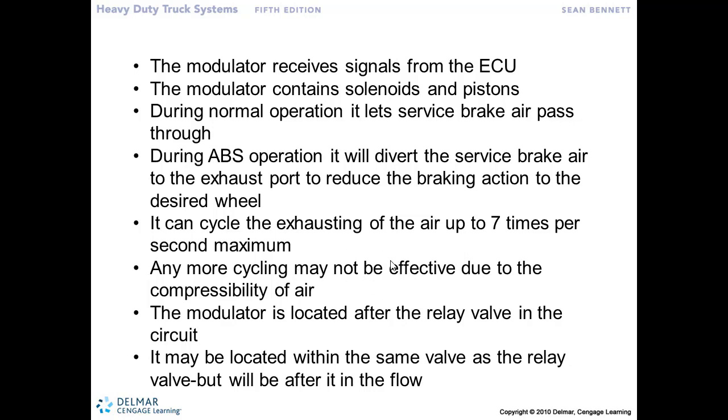Any more cycling of that would, we have compressibility of air, so those opening and closing, allowing the air to flow through the airline, stop and flow and stop and flow, those signals would start to stack up, and there'd be no gap in between. So 7 times per second is the maximum that we can cycle the ABS on an air brake system.